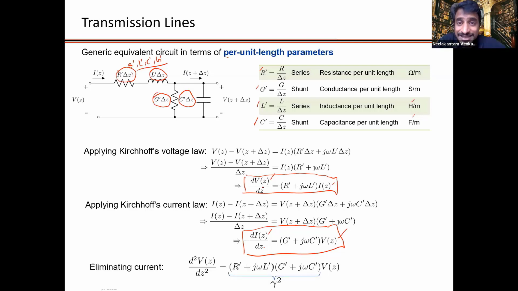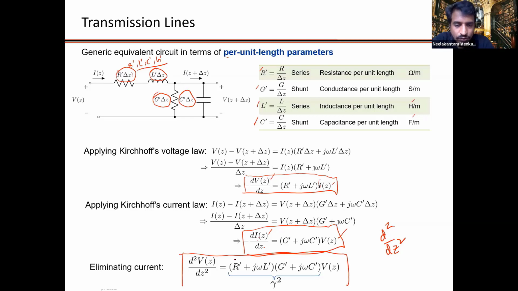When you combine them, you can eliminate the current, because you can write this, differentiate it twice, substitute this I in here and eliminate I, so that the entire expression is only in V. You will end up getting a second order differential equation. How do you call it second order? Because it has d square over dz square. It's a second order differential equation in space.